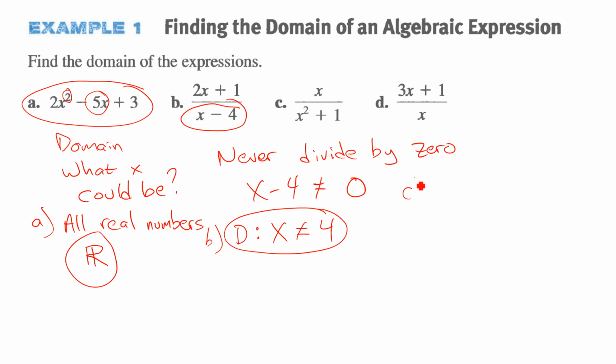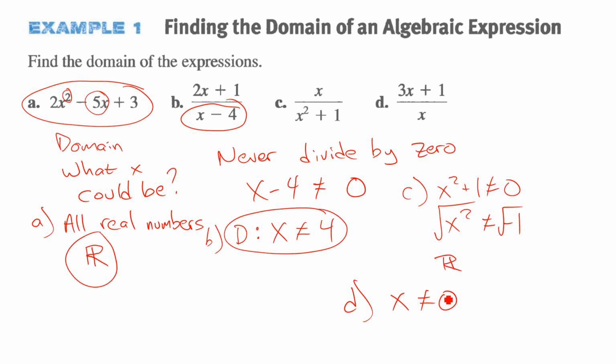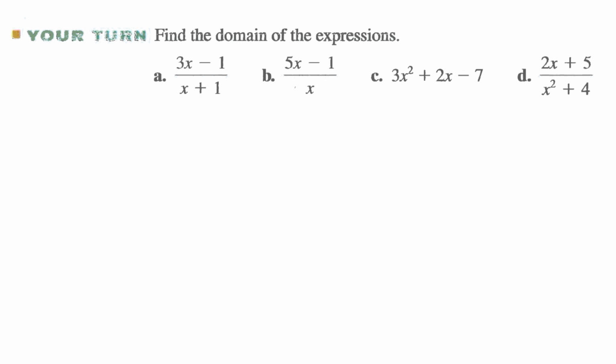On part C, we would say x squared plus 1 cannot equal 0. So x squared cannot equal negative 1. But if we took the square root, you can't take a square root of a negative to come up with a real number. So on this one, we would say all real numbers. Everything's going to work. And lastly, on problem D, we would say x, the denominator, can't equal 0. Nothing to solve there. We're done. Your turn. Try these.